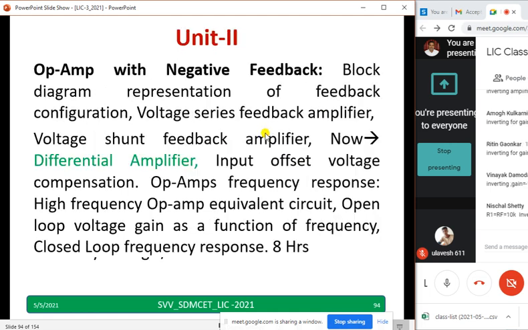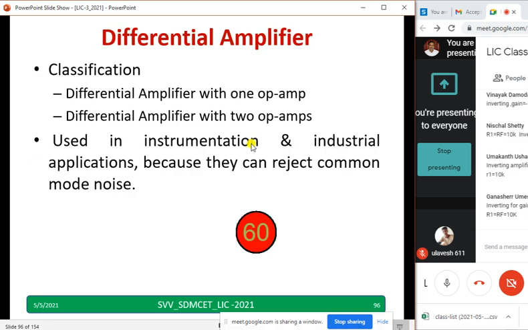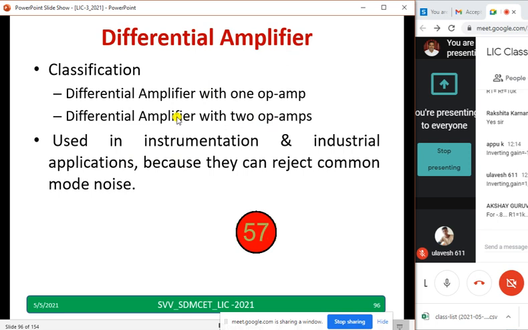Okay. Let us go to the next now. Thanks for typing your answers. Now we will talk about a differential amplifier. We have two options. One is using one op amp. Another is a differential amplifier using two op amps. Just copy down the two words. Classification: we have using one op amp and using two op amps. What is the comparison? What is the difference? Which is better? Why is it better? Those things we are going to discuss now. Take another 10 seconds and copy down differential amplifier with one op amp, differential amplifier with two op amps.